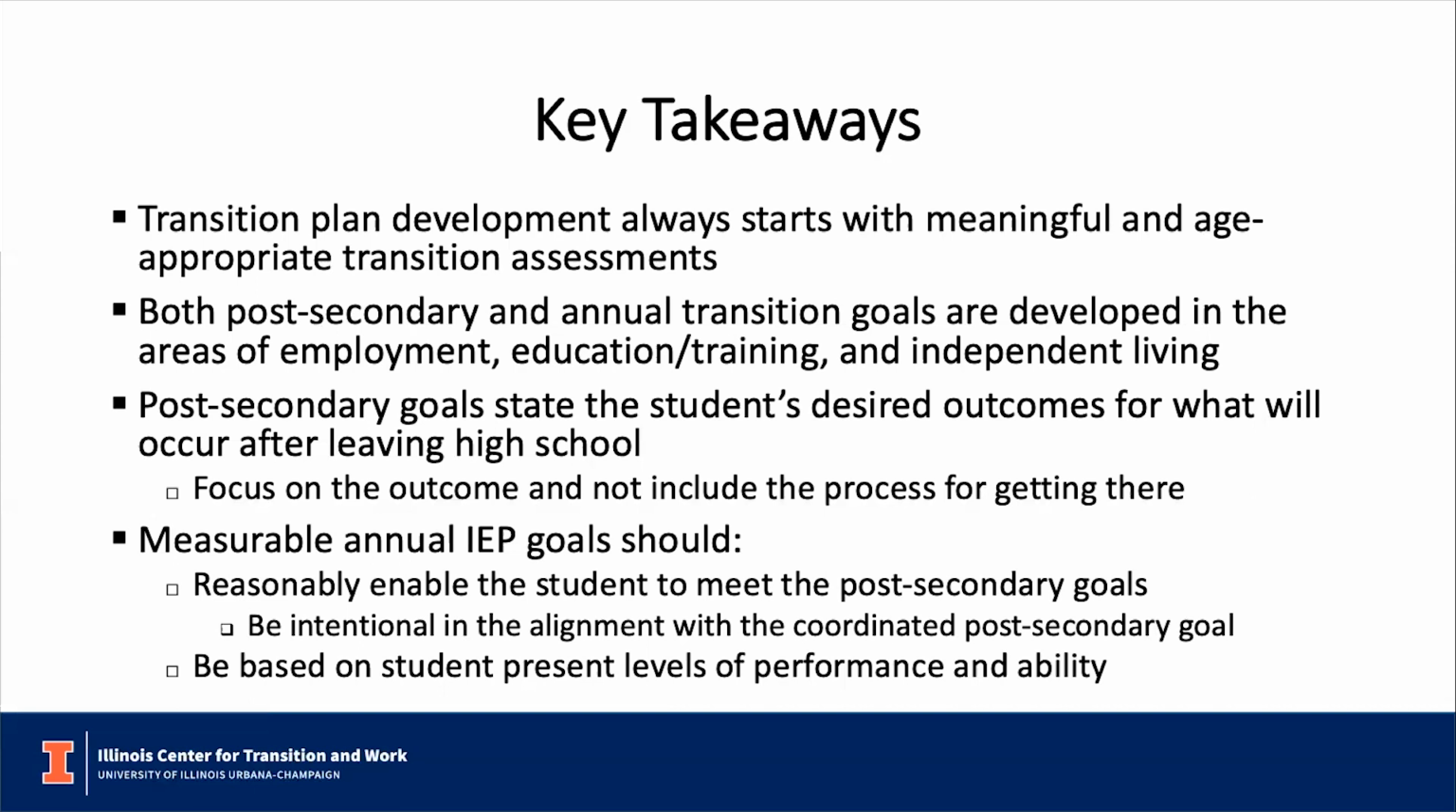Just think about that very clear one statement about what will occur after graduation in the areas of education, training, employment, and independent living. And when we're thinking about our measurable annual IEP goals, we're thinking about how we are reasonably enabling the students to meet the post-secondary goals, being super intentional with the alignment with the coordinated post-secondary goals. For writing an annual goal about post-secondary employment, it's aligned with our post-secondary goal in employment that we just wrote in the transition plan. And we want to make sure that they are based on student present levels of performance and ability. So we're using those industry standards, we're rooting them in where the students currently are and where they need to be in order to be successful in their post-secondary goals.